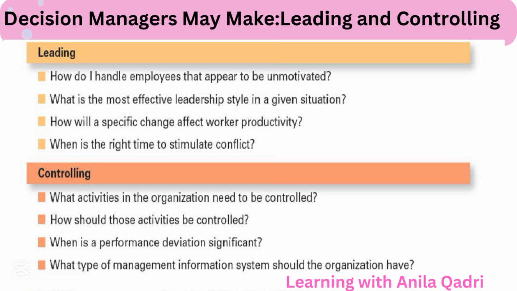Controlling. What activities in the organization need to be controlled? How should those activities be controlled? When is a performance deviation significant? What type of management information system should the organization have?